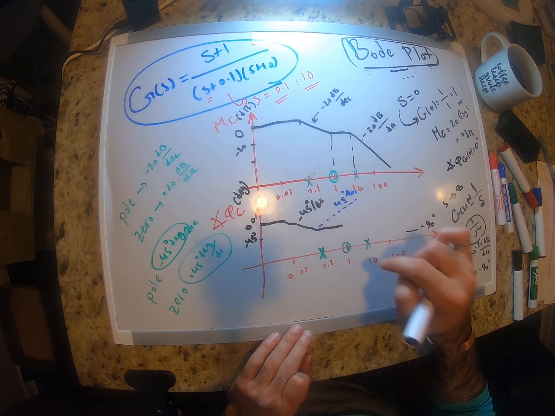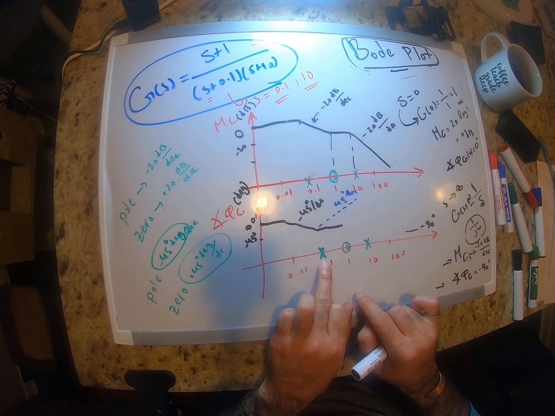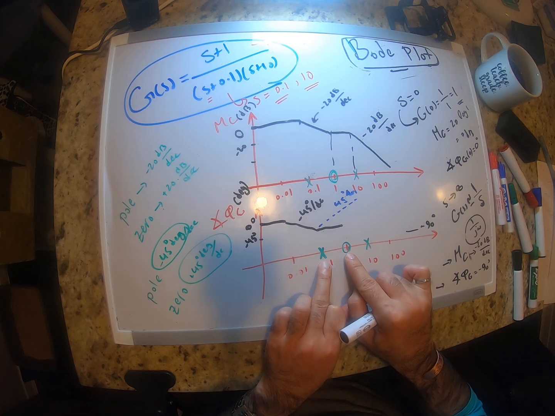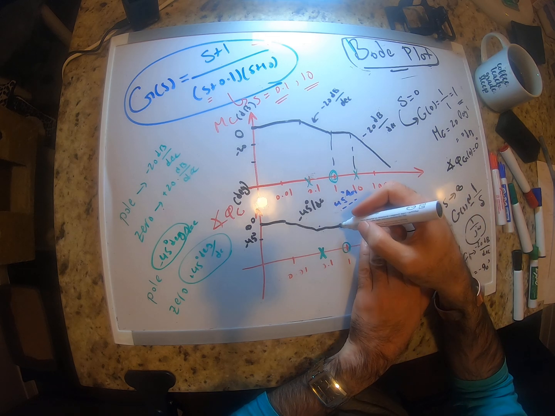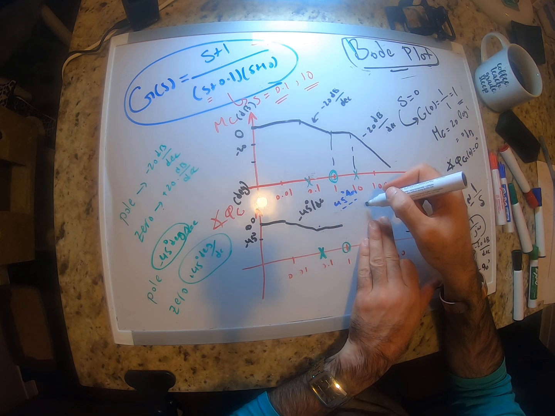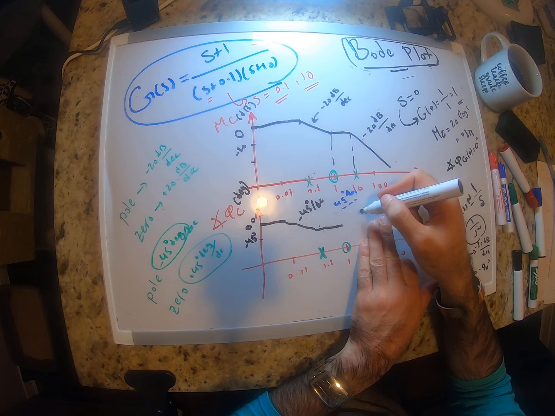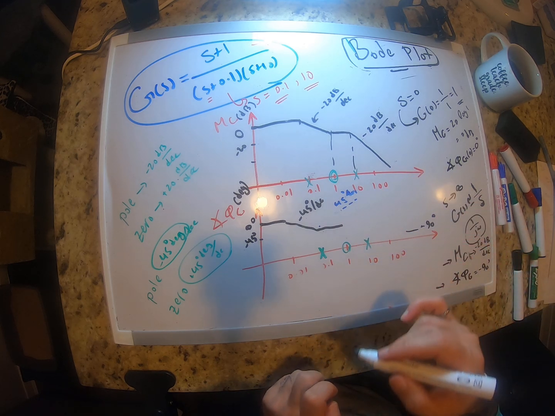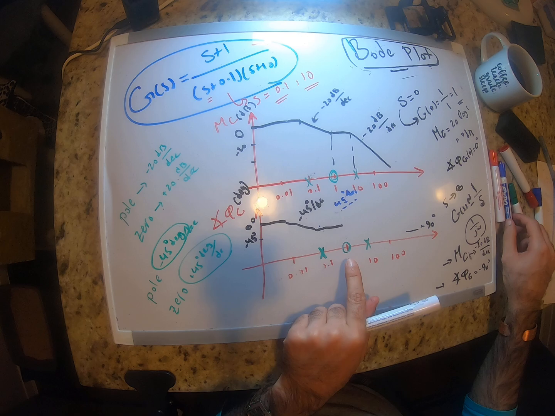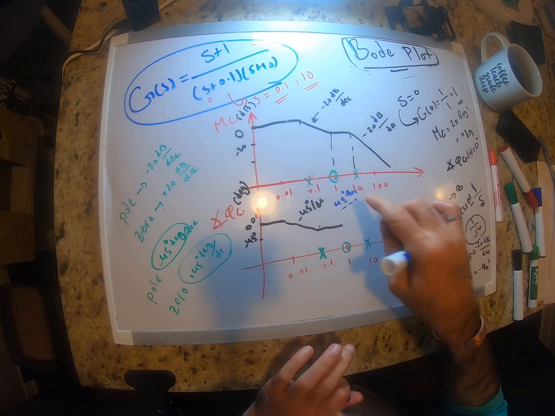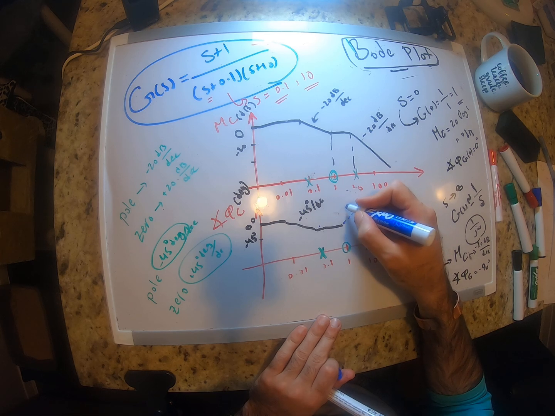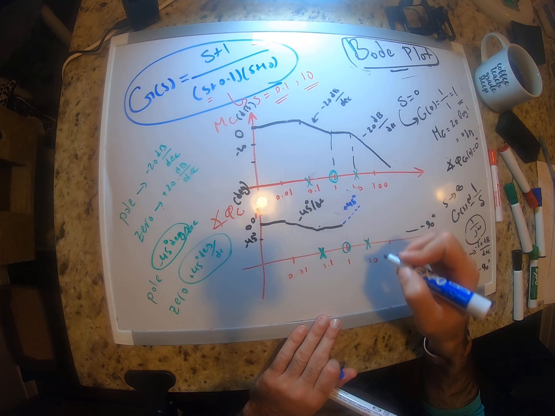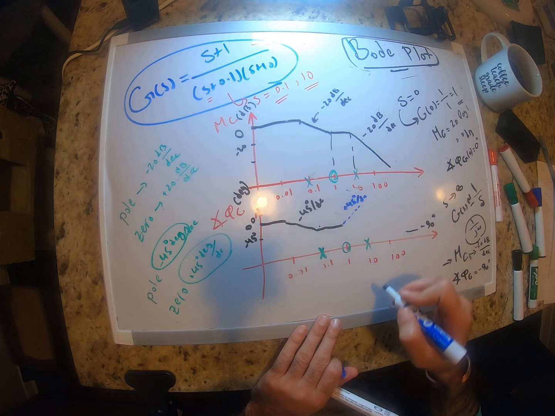So the impact of this pole is now finished at this point. So if we didn't have this pole, then we would have a plus 45 degree per decade rise here. But what this zero wants to do, it still wants to have a plus 45 degree per decade impact here.